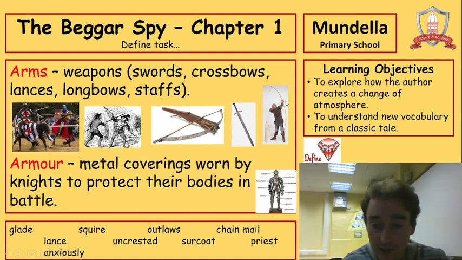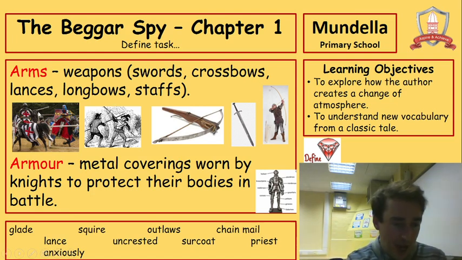Now, a lot of soldiers used to have crossbows, and a lot of people who lived in the forest used to have longbows. And the thing about longbows is that they can shoot arrows a lot further than a crossbow can. We've got a staff here, and those are long sticks that people use to fight each other. And then we've got lances here, and usually those are held by knights on horseback.